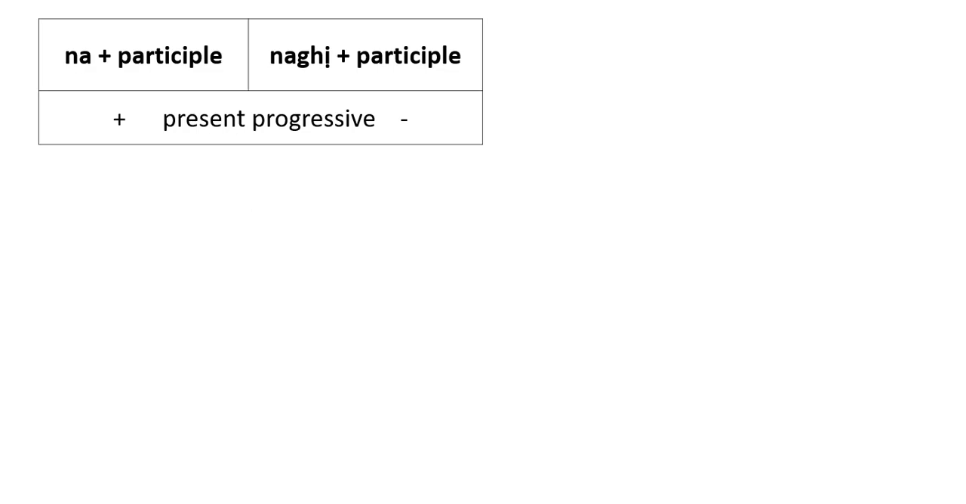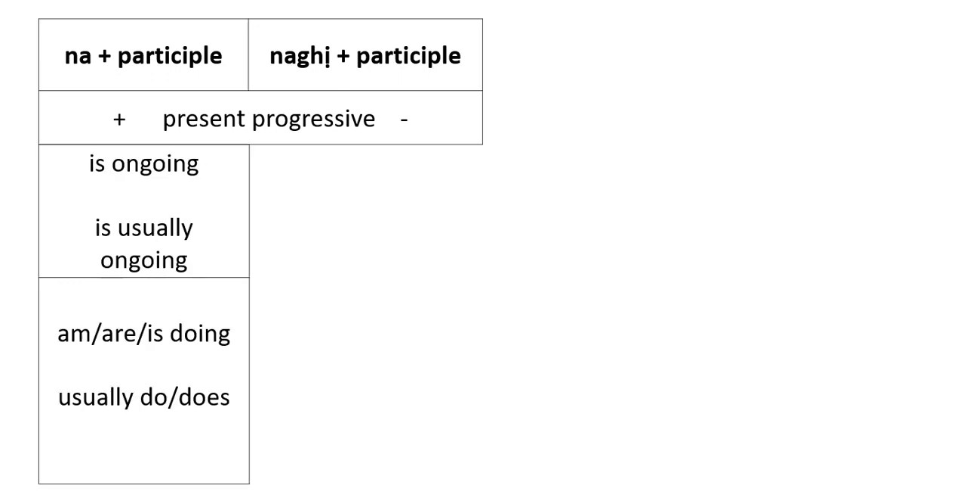Na plus a participle and naghị plus a participle are in the present tense. They're also progressive, and I'll explain what that means. Na is used to say that something is ongoing or is usually ongoing. It's like saying, I'm doing something. The process is happening now. Or, I usually do something. The process usually happens.